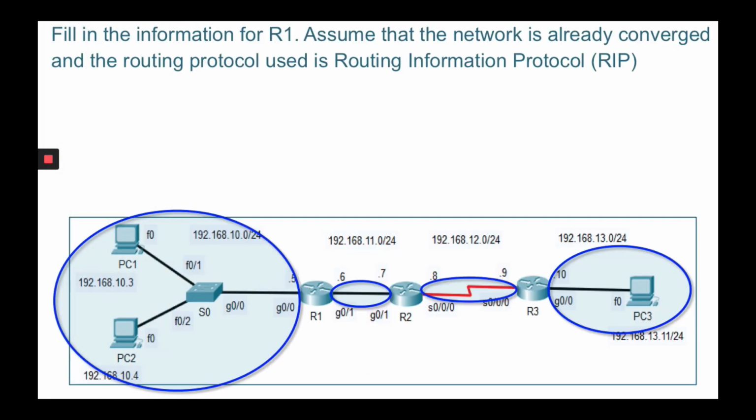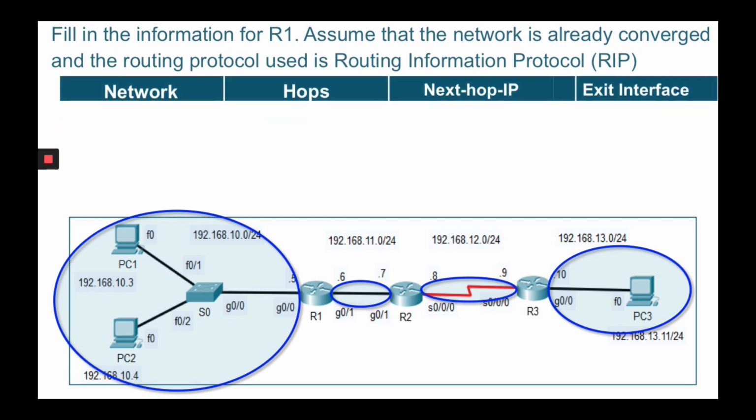Fill in the information for router 1, assuming that the network is already converged and the routing protocol used is the Routing Information Protocol. You are required to fill in the table: all these network addresses, the number of hops, the next hop IP addresses, and the exit interface, assuming that PC1 would like to ping PC3.